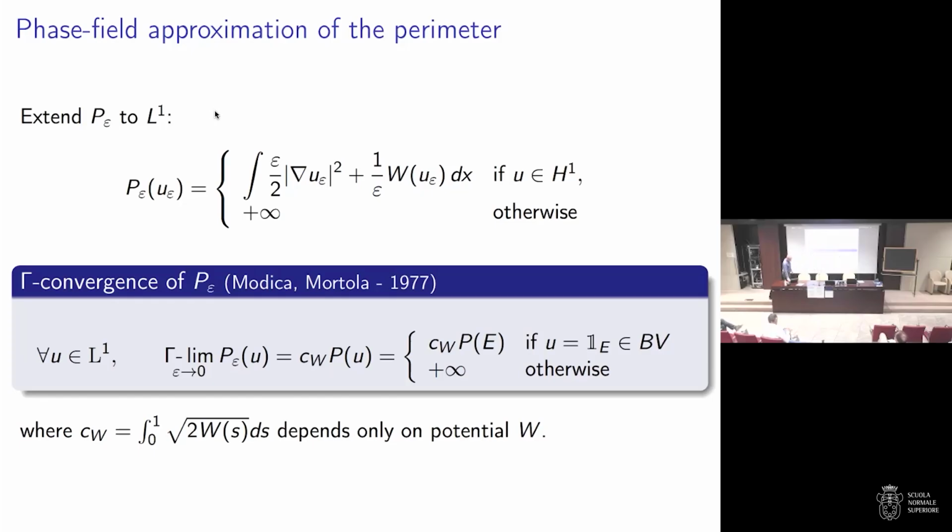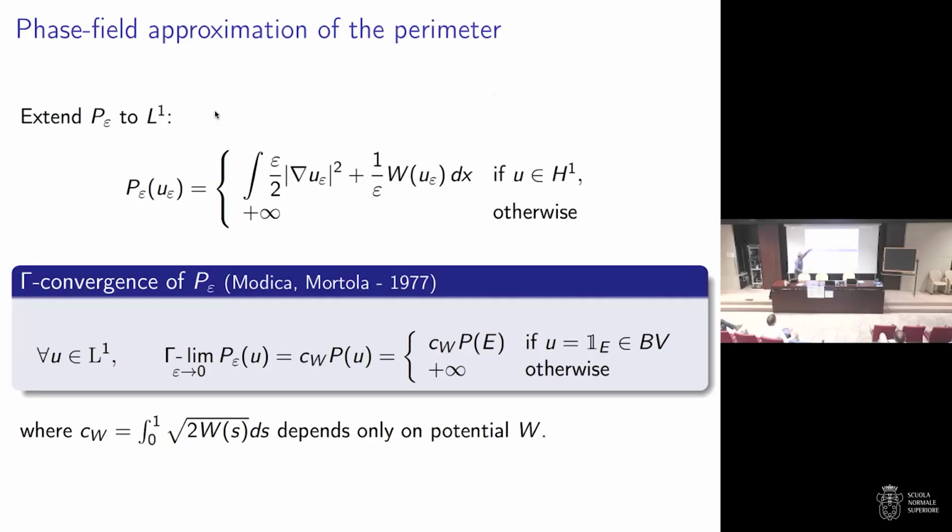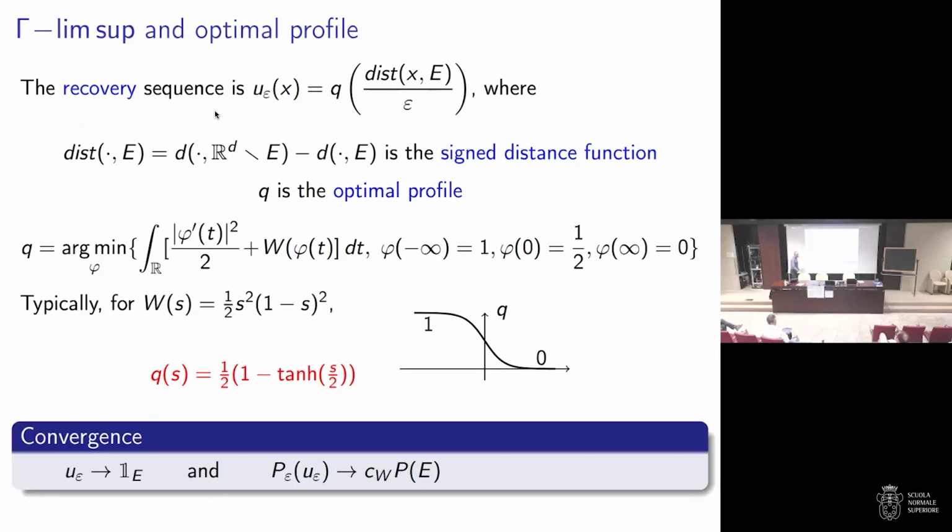Okay, so fine. One thing which is important is that to prove this gamma convergence result, you need to prove first the gamma lim inf result and the gamma lim sup result. For the gamma lim sup, you need to find a so-called recovery sequence such that the approximate energy of the recovery sequence will converge exactly to what you're interested in. And this recovery sequence is defined this way. Is there a pointer maybe? So for this recovery sequence, you first take the signed distance function to the set.